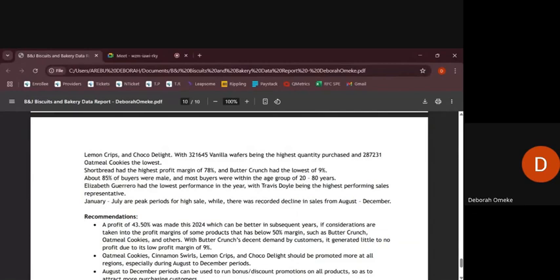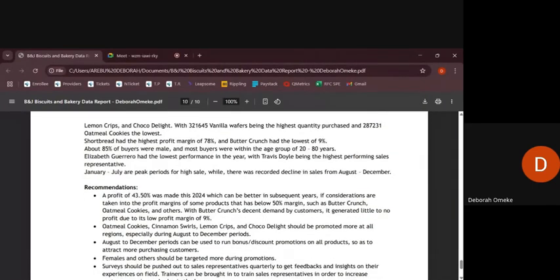Also, about 85% of buyers were male, and most buyers were within the age group of 20 to 80 years. Elizabeth had the lowest performance in the year, while Travis Doyle had the highest performance among the sales representatives. We also noticed that January to July are peak periods for high sales, while August to December saw declining sales. There were not many sales made.